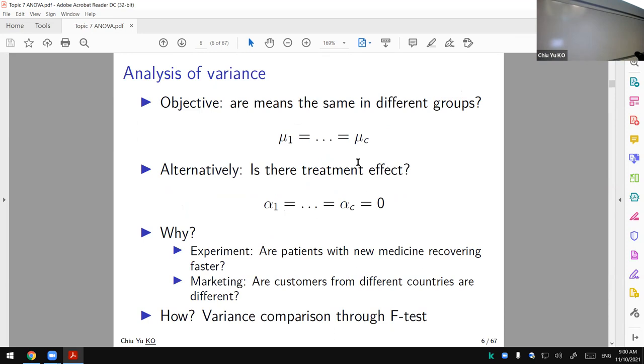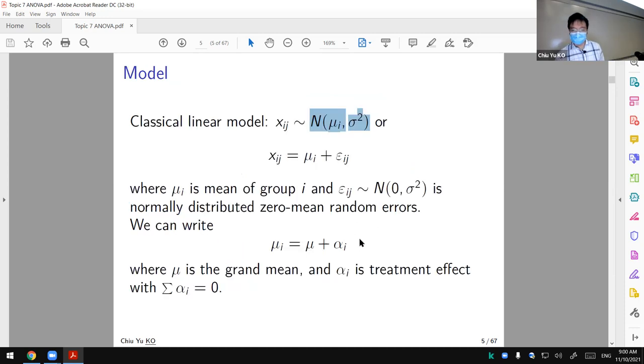This is a generalized t-test. If you just have two groups, that is just the t-test. You can just do a t-test. And actually, you can show that in the case of two groups, it's the same as the t-test. When you have more than two, of course, it's more complicated, but I'm just trying to show you that it's the same idea. Then alternatively, we ask whether the treatment effect is the same, is it all zero? Because treatment effect zero means mu i is equal to mu, so everything is the same.